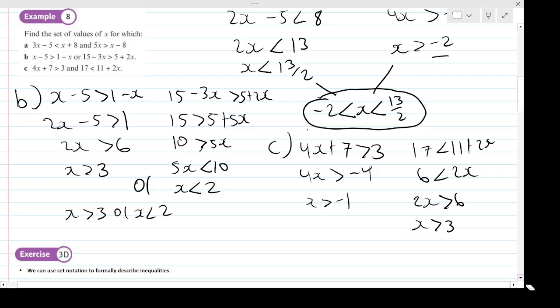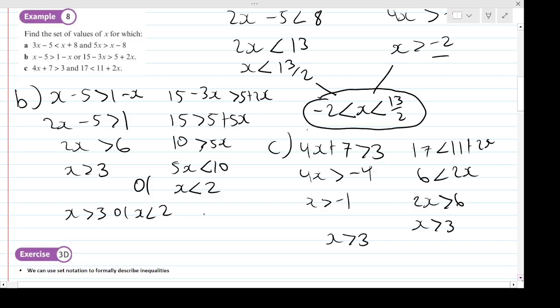Think about what this is saying then. x is greater than minus 1. x has to be above minus 1, but x also has to be above 3. But really, the overall solution is just x greater than 3, because if x is greater than 3, then x is also greater than minus 1. So that's the stricter of the two inequalities, right?